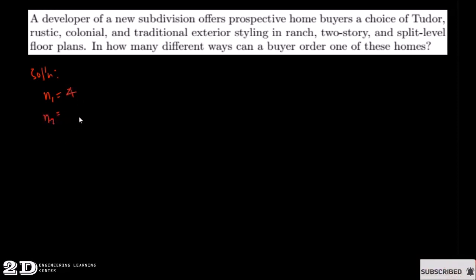The next is the type of building or the type of floor plan. So we have two-story, ranch, and split-level plans. So this is 3. So the total number of ways that a buyer could choose is 4 times 3, and this will be equal to 12 ways, and this will be our answer.